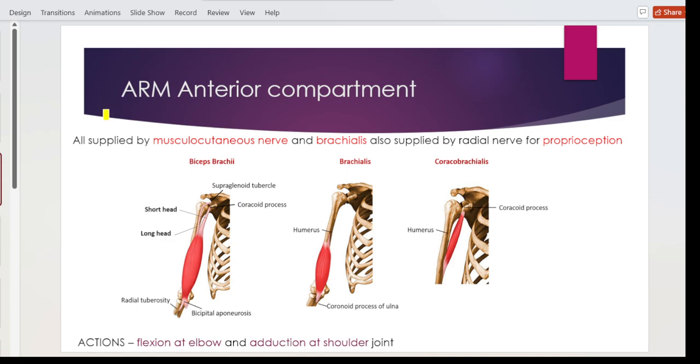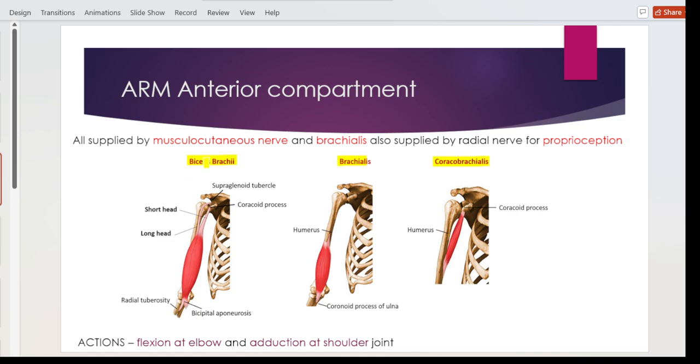Okay. So first we'll start with the arm anterior compartment. So how many muscles are there? There are three muscles in the anterior compartment of arm. First is biceps brachii, second is brachialis, and the third is coracobrachialis. We will learn it by the mnemonic BBC. B for biceps brachii, B for brachialis, and C for coracobrachialis.